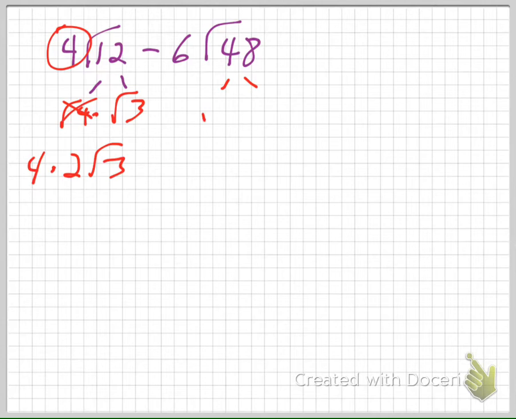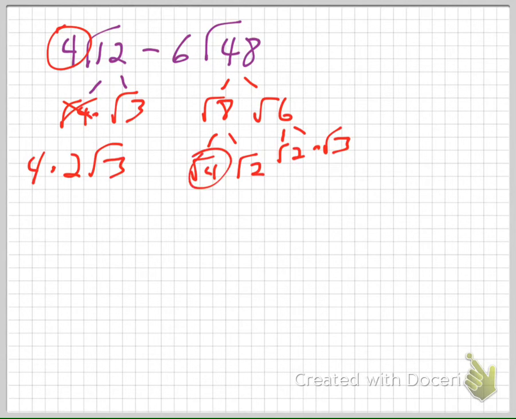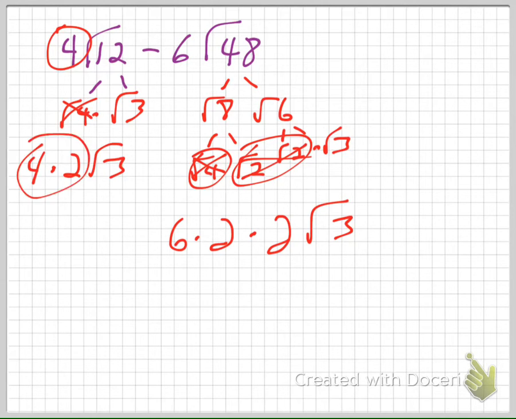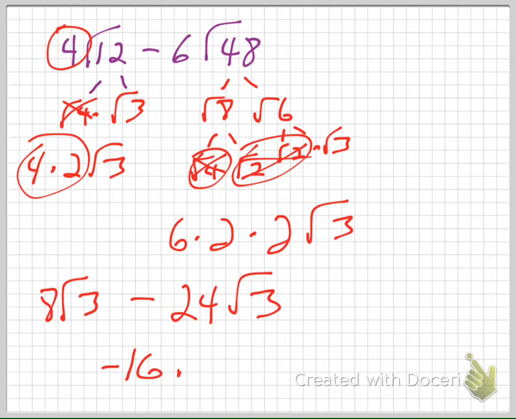And out here, the 48 is the square root of 8 and the square root of 6. And the square root of 8 is the square root of 4 and the square root of 2, which is also the square root of 2 times the square root of 3. The square root of 4 becomes a 2, so I have a 6 times a 2 out there. Those two square roots of 2 become another 2, gone, times the square root of 3. So here we go. 8 times the square root of 3 minus, 6 times 2 is 12, minus 24 times the square root of 3. What is 8 minus 24? Negative 16 times the square root of 3.